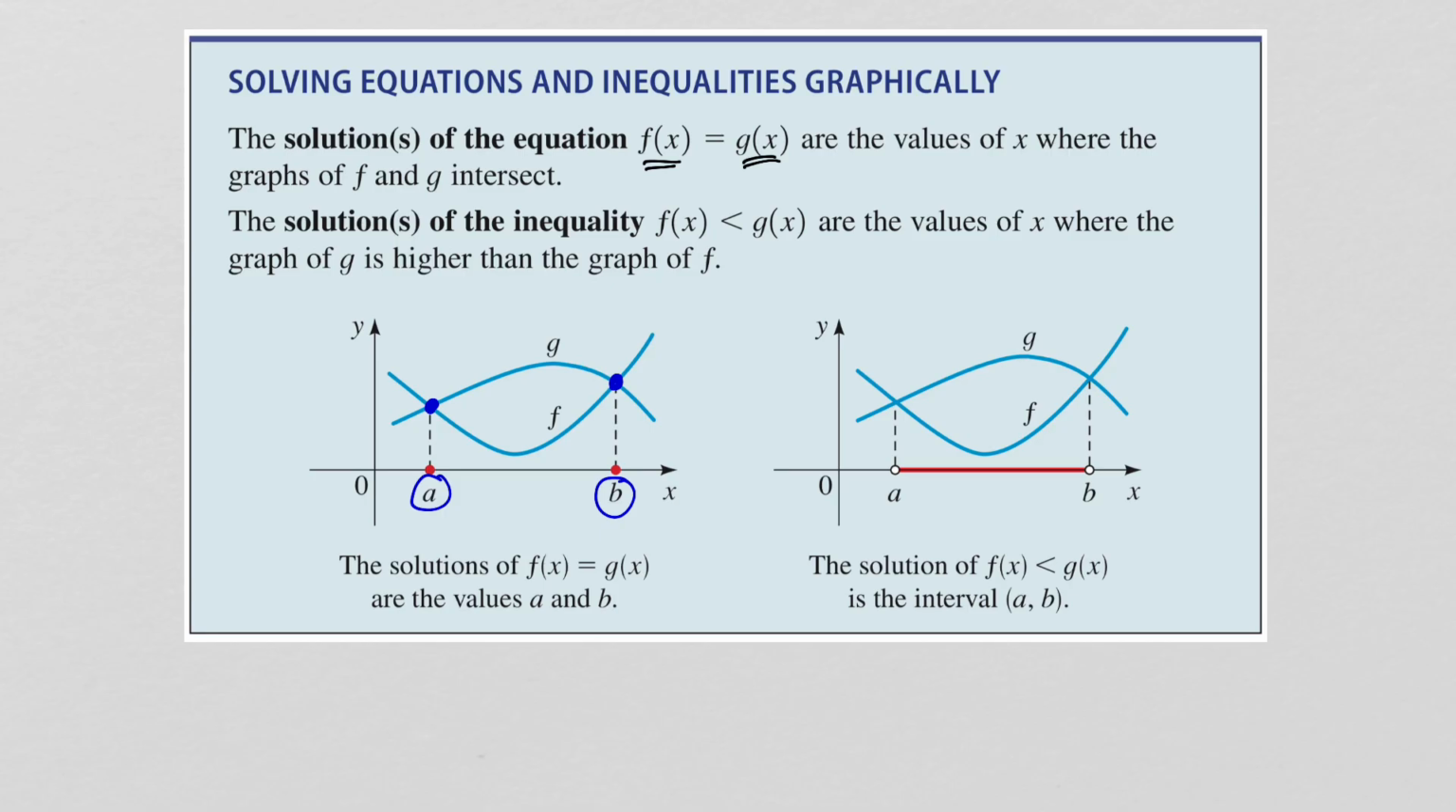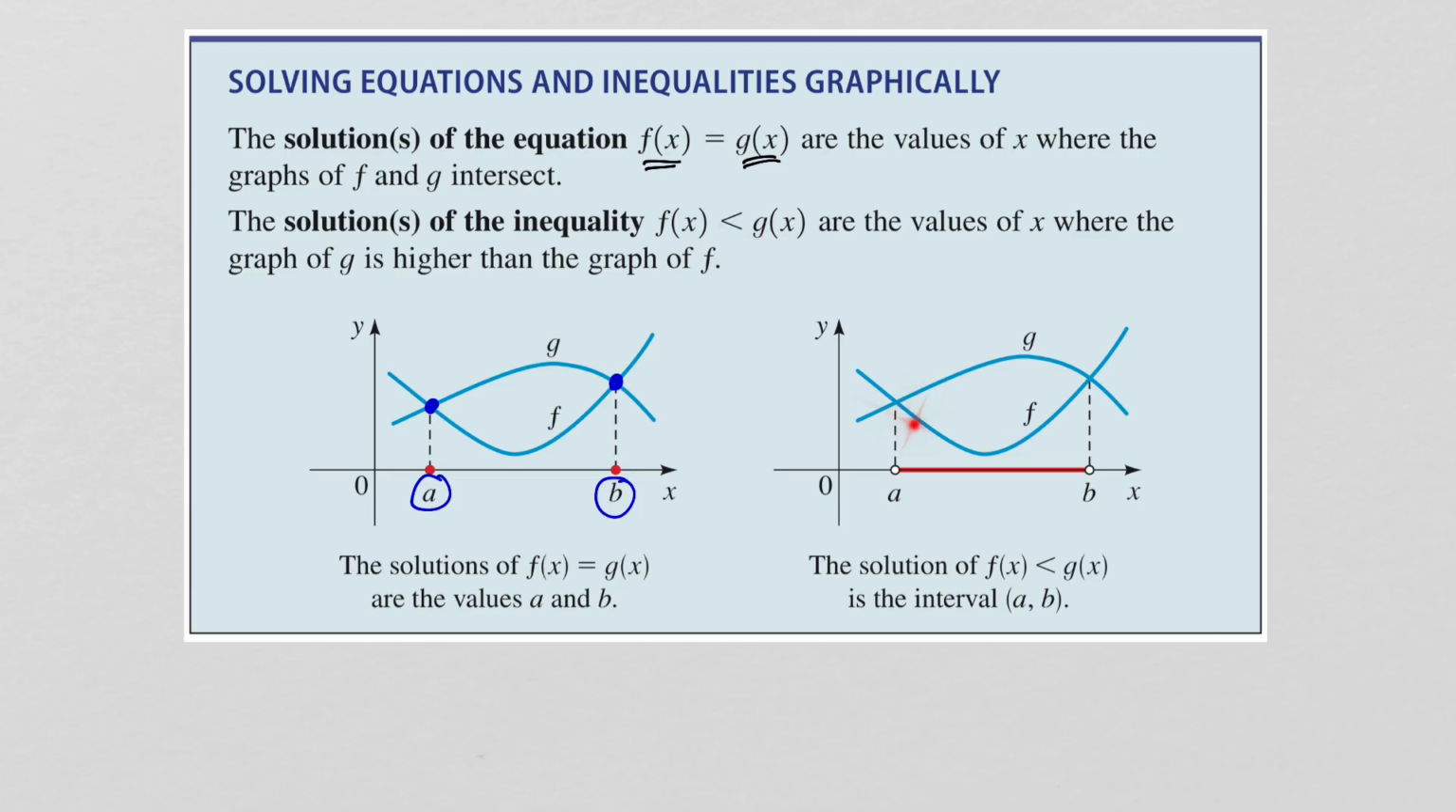So if I say something like solve the inequality f of x is less than g of x, you just need to remember that f of x is a y value and g of x is a y value. So we're asking, when are the y values on the g of x graph larger than the y values on the f of x graph? So what that means is g of x needs to be above f of x. Or you can think of it as f of x must be below g of x.